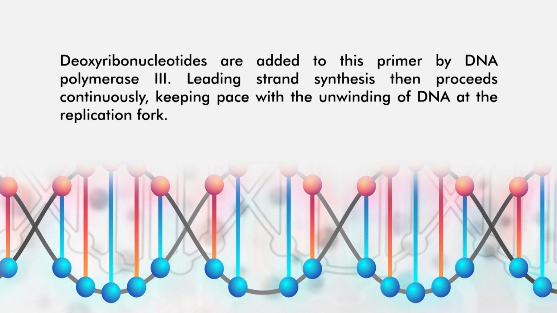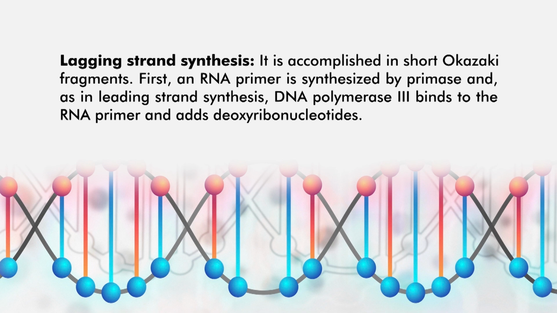Deoxyribonucleotides are added to these primers by DNA polymerase III. Leading strand synthesis then proceeds continuously, keeping pace with the unwinding of DNA at the replication fork. Lagging strand synthesis is accomplished in short Okazaki fragments. First, an RNA primer is synthesized by the primase, and as in the leading strand synthesis, DNA polymerase III binds to the RNA primers and adds deoxyribonucleotides. On this level, the synthesis of each Okazaki fragment seems straightforward, but the reality is quite complex.